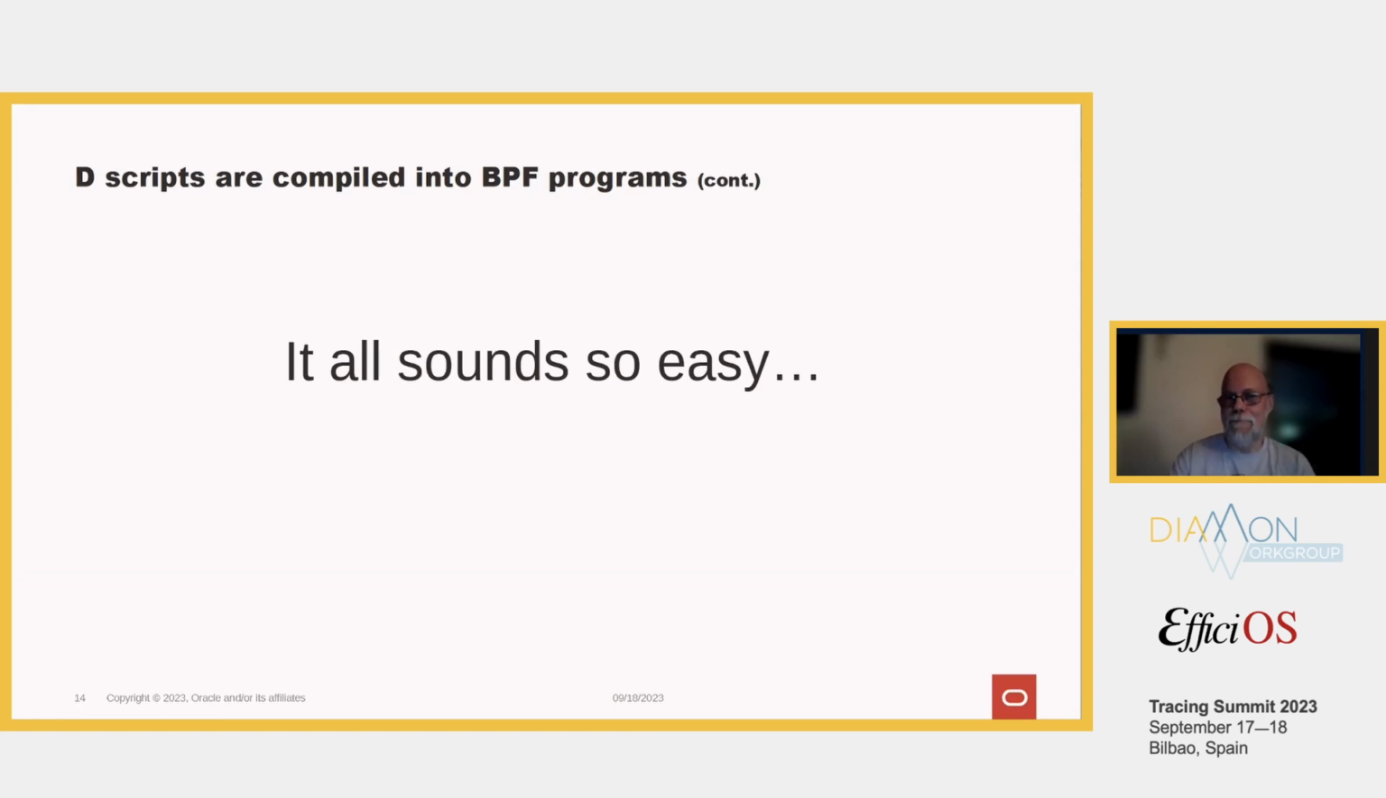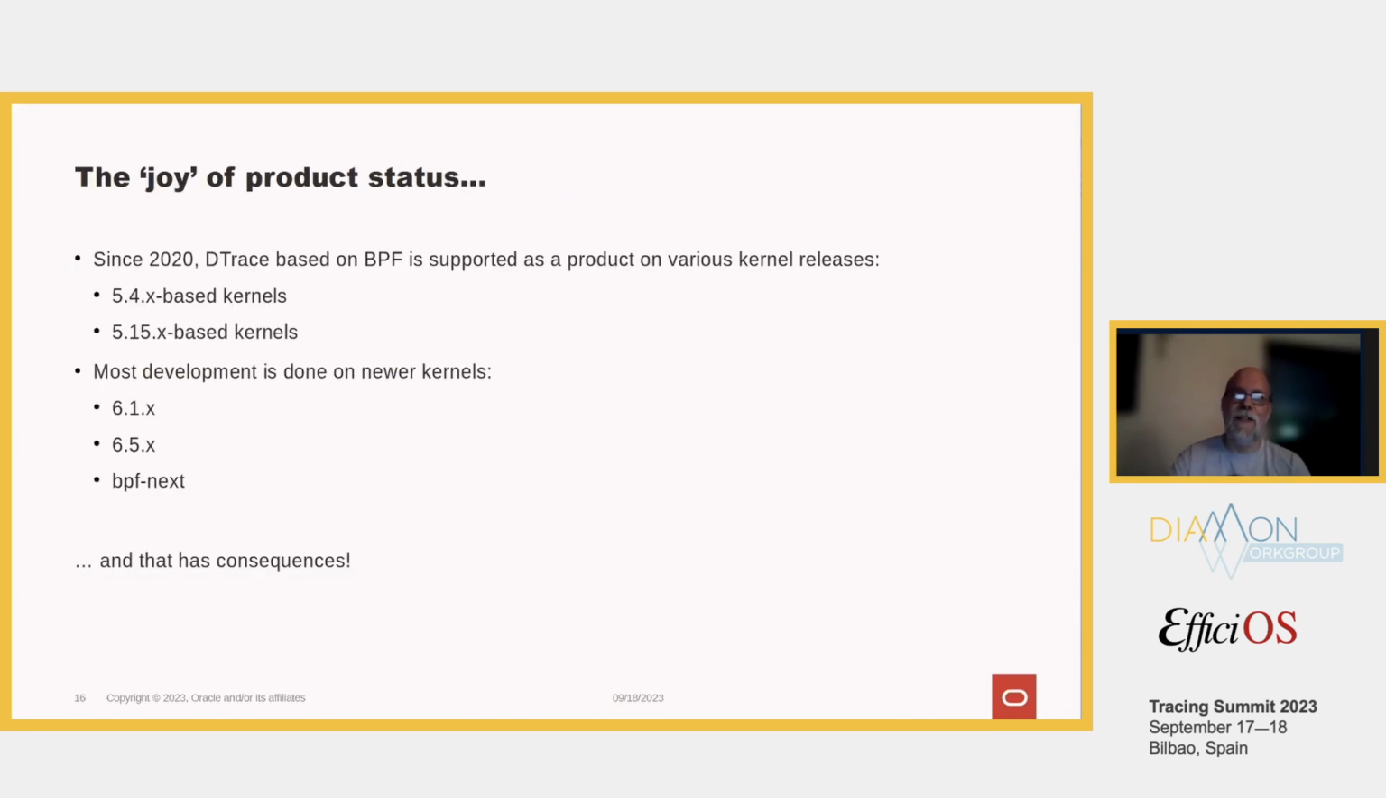So it sounds easy. And yes, it was too easy. The first time was really good, and then we started finding all the downfalls. So one of the big challenges we have with DTrace, and it's just the nature of the beast, it's a product. So we have to keep supporting it. And so currently we are supporting it on 5.4 based kernels and 5.15 based kernels, while we're doing our development on newer kernels, usually trying to get the most recent kernels. And that, obviously, you can imagine, has quite some consequences.